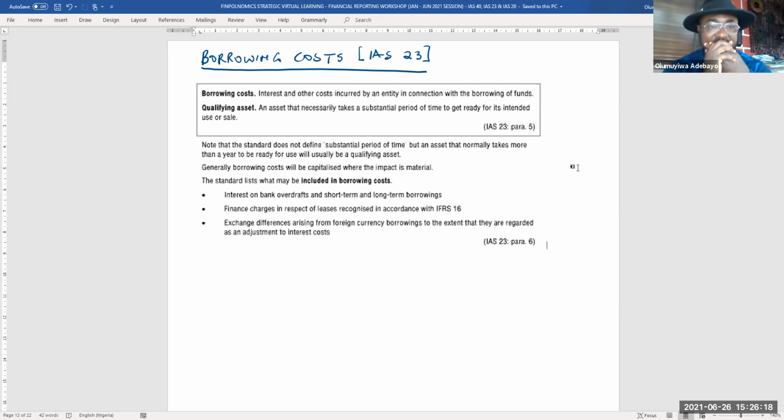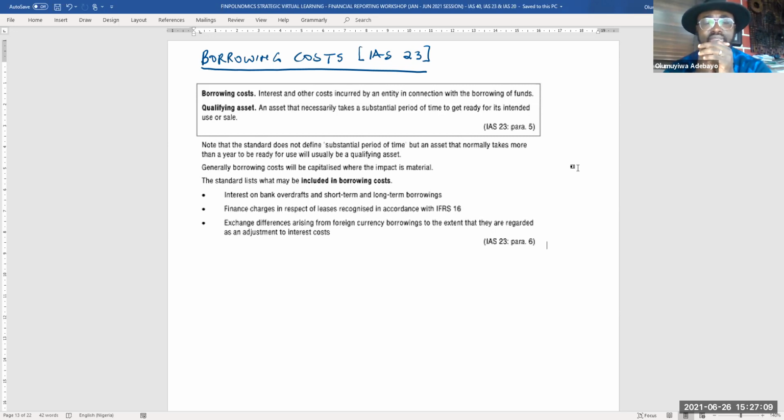But we need to take note that the standard does not define what a substantial period of time is, but guidance and practice give us a view of what it is. A substantial period, in principle and practice, is a period not less than 12 months, which means any period for which you borrowed funds, and the asset you borrowed for will take a minimum of one year to construct, to get ready for use, or to get ready to the level at which it can be sold. Such assets may qualify for capitalization of borrowing costs.